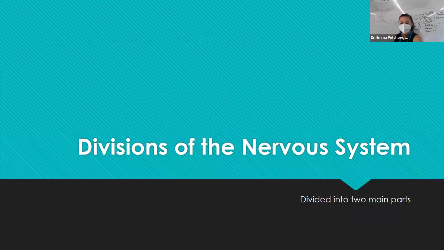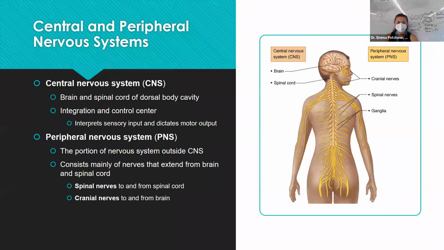So the divisions in general, 2 major parts. We have our central nervous system and our peripheral nervous system. I'll refer to these often as CNS or PNS. The central nervous system is our brain and spinal cord of the dorsal body cavity. It's our integration and control center. It's going to interpret our sensory input and it's going to dictate what our motor output is.